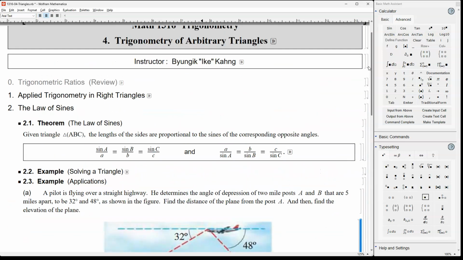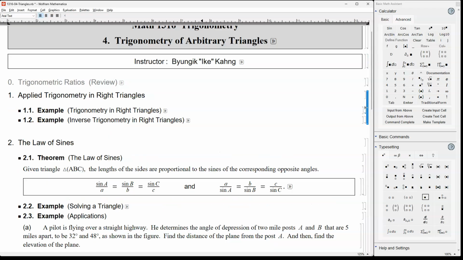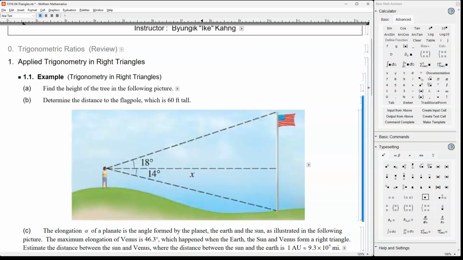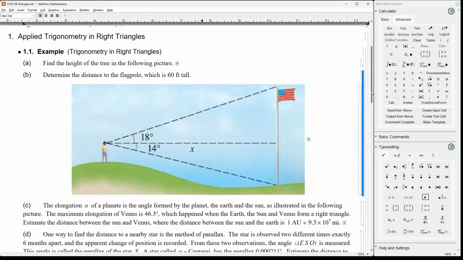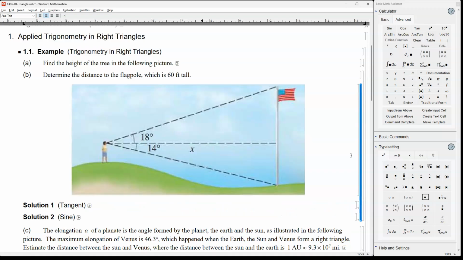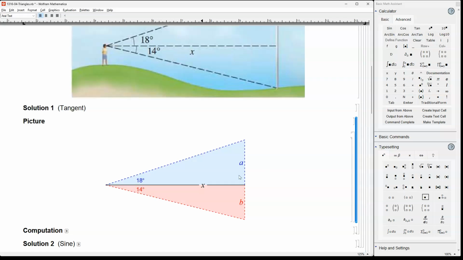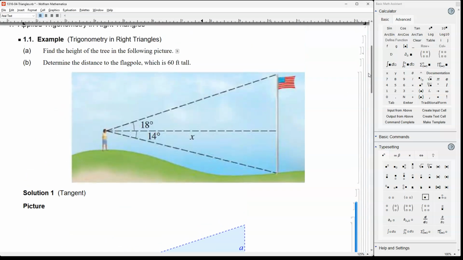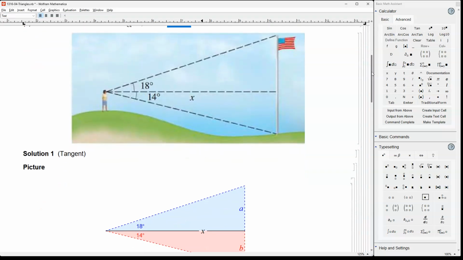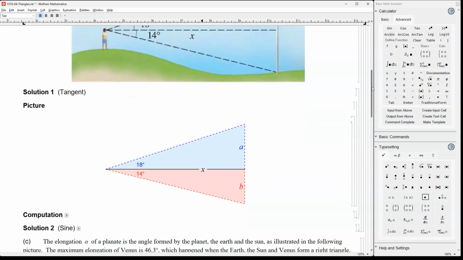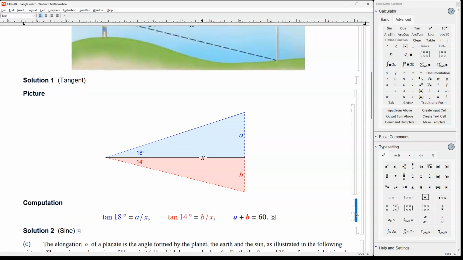Let's go up to section 1 and then let's reopen this flagpole problem. Previously, we used the tangent method. Remember that? Here's a picture. Yeah, and small a, small b here add up to 60 feet. That's how tall the flagpole is. And then from the blue triangle and red triangle, we have these tangent relations. Because we don't know the hypotenuse, all we know is adjacent versus opposite.